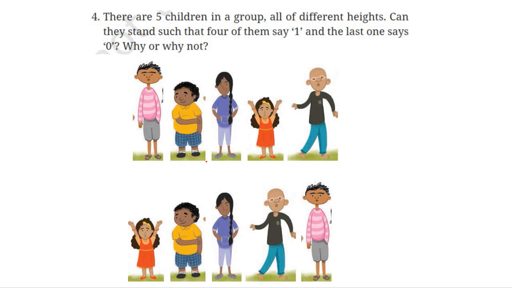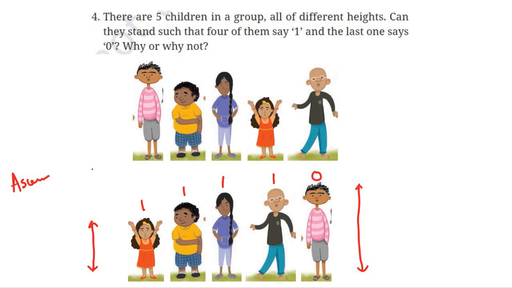See, I have just done this. Okay, so what I have done is ascending order from shortest to tallest. I have arranged all the 5 children, and see, this girl, she will say 1. The boy again will say 1 because she is taller than him. Again she will also say 1 because this fellow is taller than her. Again he will say 1 because this fellow is taller than him, and so he will say 0 because no one is taller. So you see, this is what was asked.